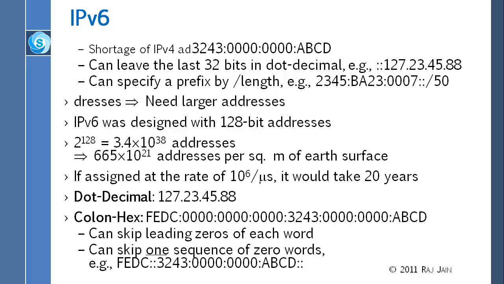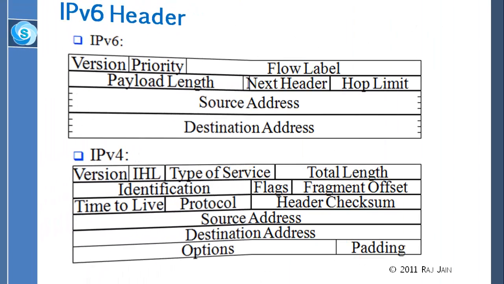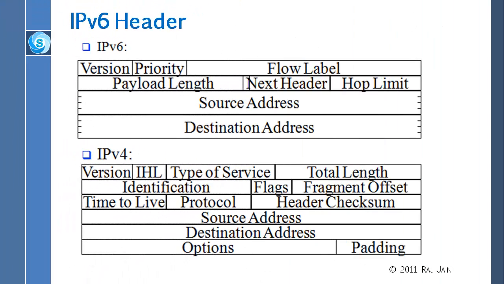All right. So IPv6. The IPv6 header style was changed. The header style is very different from IPv4. Of course, the version number field is the same 4-bit, but other than that, everything else is different.